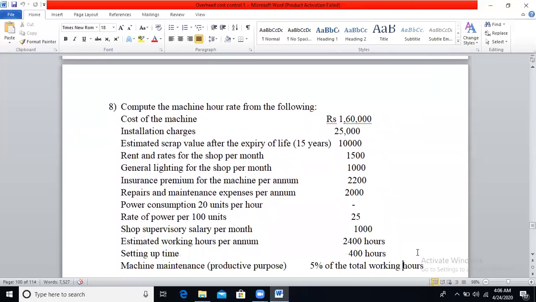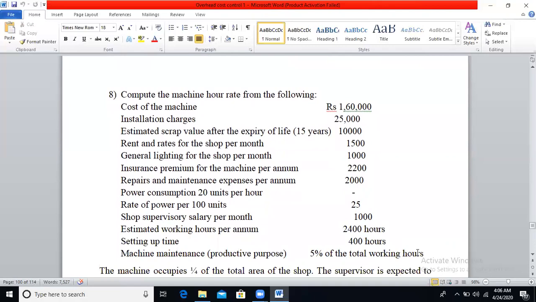Then the next problem: compute the machine hour rate from the following. Cost of the machine will be 1,60,000. Installation charges 25,000. Estimated scrap value after the expiry of life, that is 10,000. Estimated life of the machine will be 15 years. It means you have to calculate estimated life of machine in hours by multiplying 15 into machine hours.